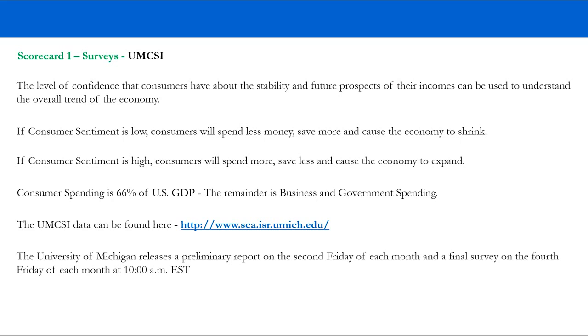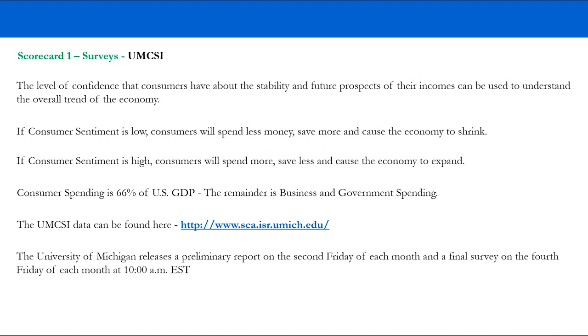So the University of Michigan Consumer Sentiment Index is a consumer sentiment index for the United States, and it's the most popular one in the world. It gives you basically the confidence that consumers have about the stability and future prospects of their incomes. So what this does is basically give you an understanding of the overall trend to expect in the economy.